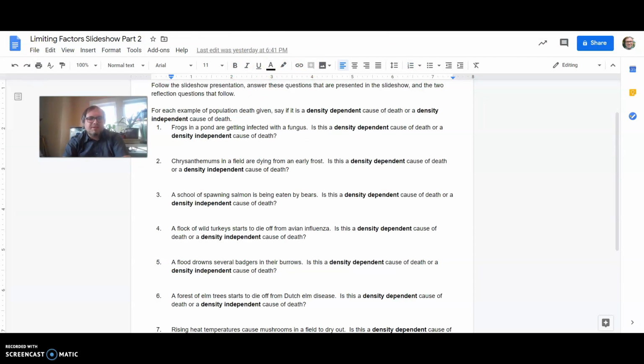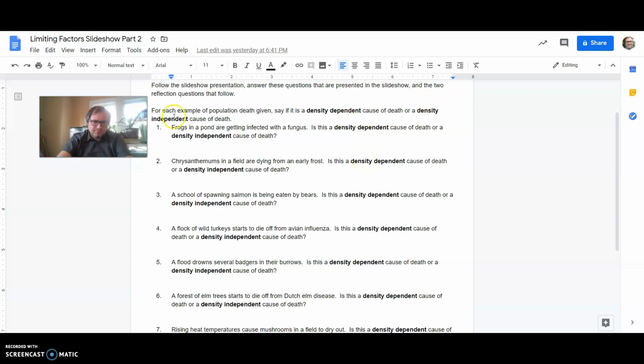Okay, and so this is part 2. So here with part 2, it says, follow again the slideshow presentation. So the questions you're answering in this one, it says, for each example of population death given, say if it is a density-dependent cause of death or a density-independent cause of death. So as you can recall, density-dependent meant if the population was close together, these forms of death were more likely to happen. If it's density-independent, it happens regardless of how close or far away these members of a population are.